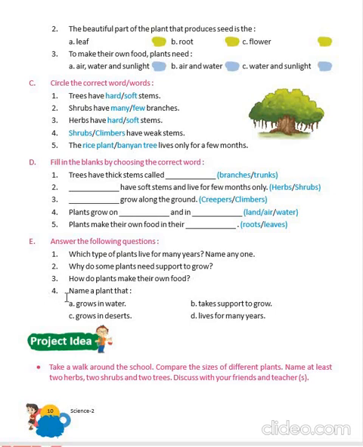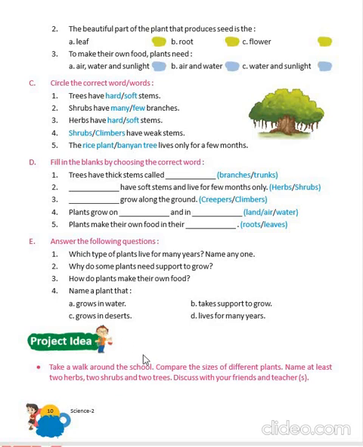Now come to 4. Name a plant that grows in water. It is lotus. Take support to grow. It is money plant. Grows in deserts. It is cactus. Lives for many years. It can be banyan.